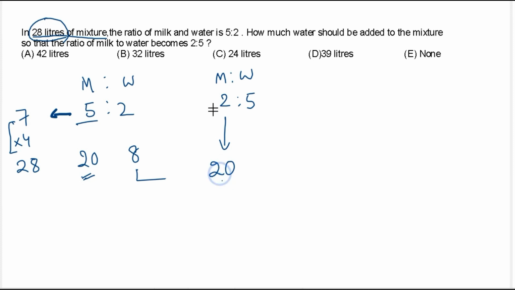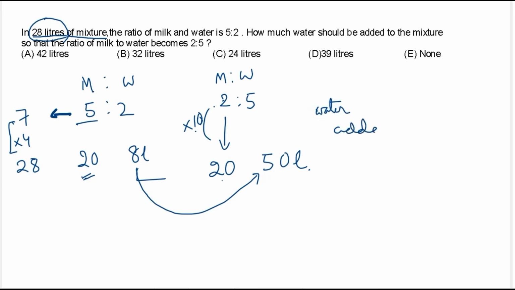So in order to make this 20, what I am going to do here, I am going to multiply by 10, because 2 into 10 will give you 20. Since you are multiplying by 10, water amount will become how much? Now 50. Now let's see, what was the initial amount of water? 8 liters, and now it becomes how much? 50 liters. So what is the amount of water added? Water added is 50 minus 8, that means 42 liters, and that's your answer.